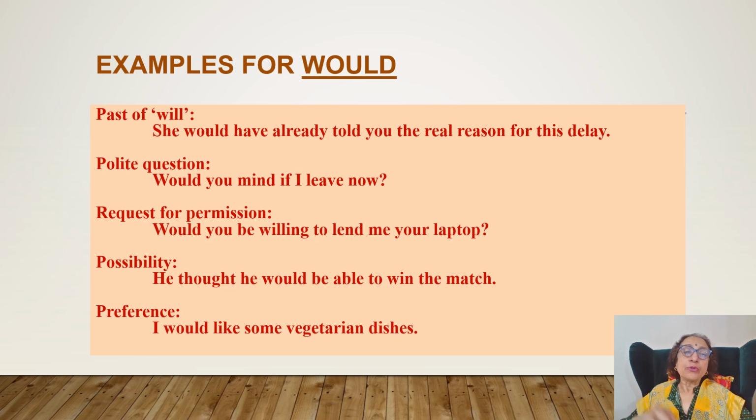In this way, we use would for various moods, and the verbs are all there. Leave is the verb in the second sentence. Then be willing, to lend, all these are verb forms. He thought he would be able to, so be able to, that is the form. Then I would like, so the verb form is like. In this way, you will find that the main verb's mood is changing by using the modal verb.